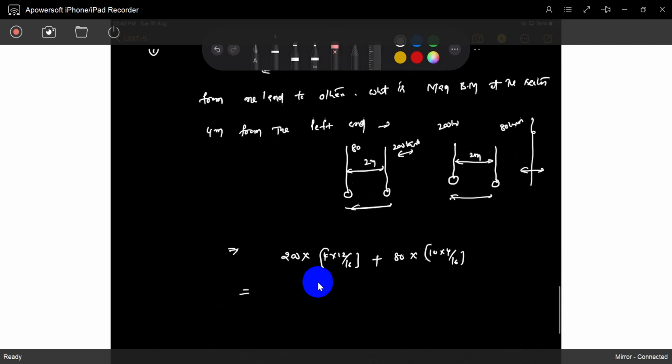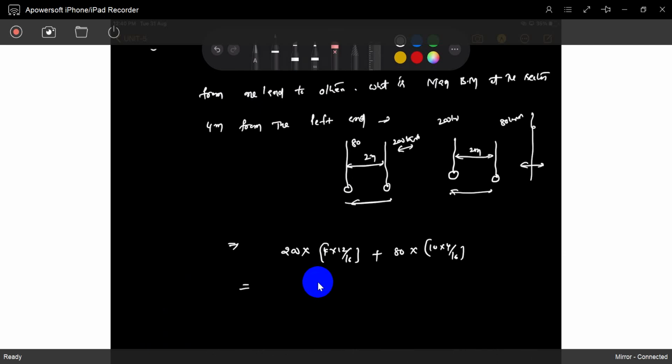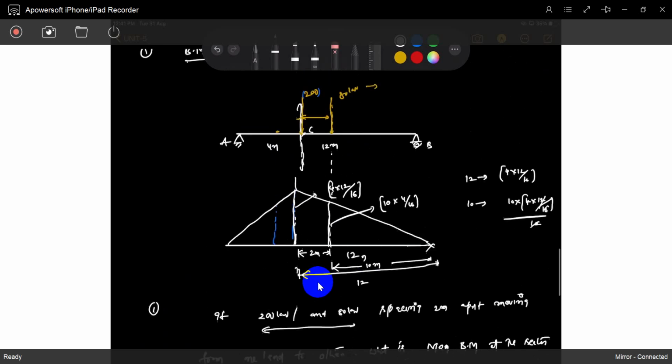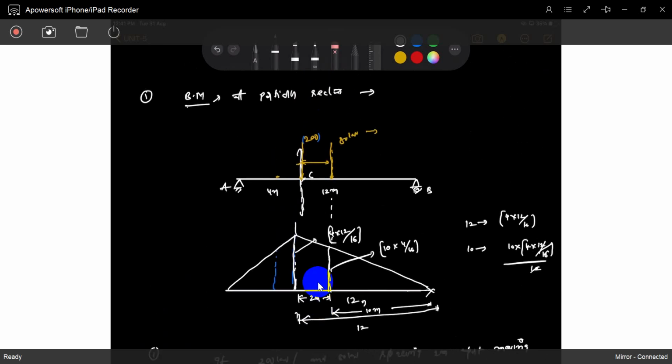So what is that value? 4 fours are 16, 3 is 600, 28, 25, 28, 2 40, 40 is 200, 800 kilonewton meter. That's it.